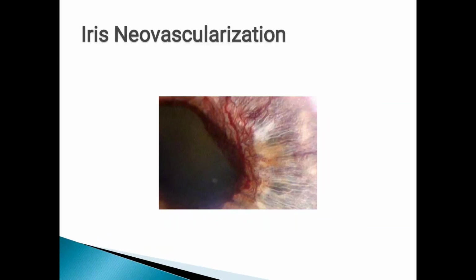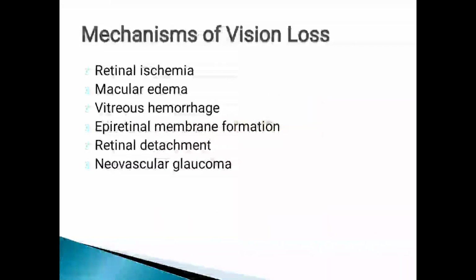Rubeosis is nothing but the presence of new blood vessels on the iris. In the severe stages of diabetic retinopathy, because of this VEGF, there is proliferation of new blood vessels on the iris also, and these new blood vessels can cause glaucoma, called neovascular glaucoma. So that is another complication of diabetic retinopathy.